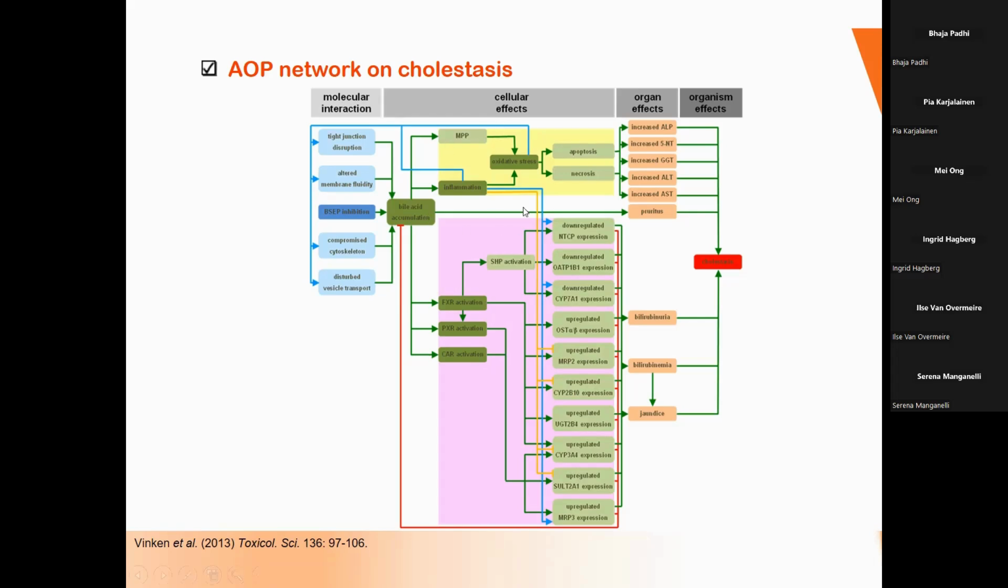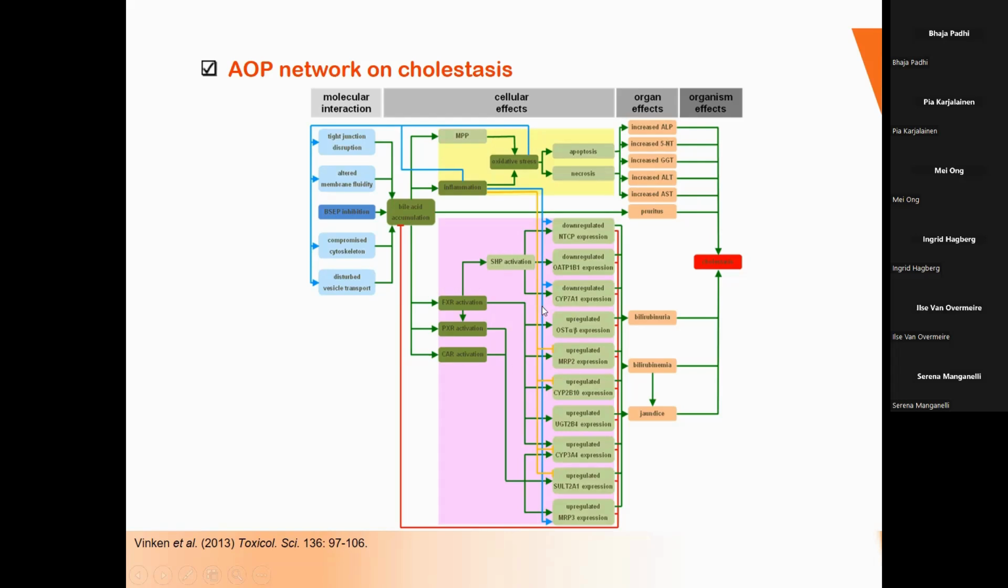So this adverse response is characterized by the induction of, I would say, the usual suspects like inflammation, oxidative stress, cell death. All that then results at the organ level in the presence and the release of a number of enzymes in the serum, which is typically how cholestasis is observed and based on which the diagnosis is made in clinical settings, like, for example, alkaline phosphatase.